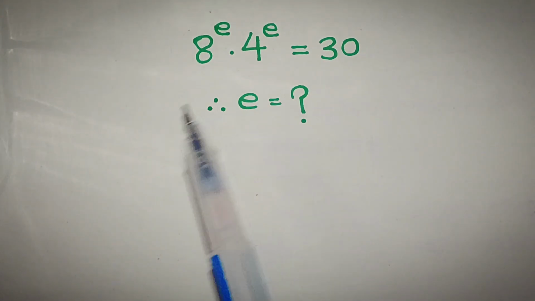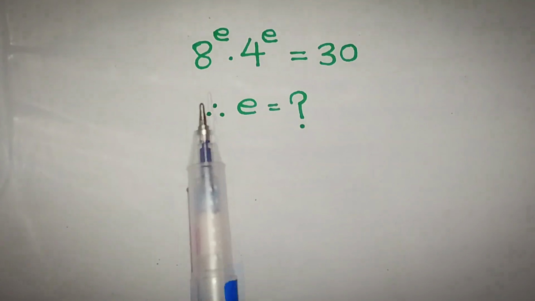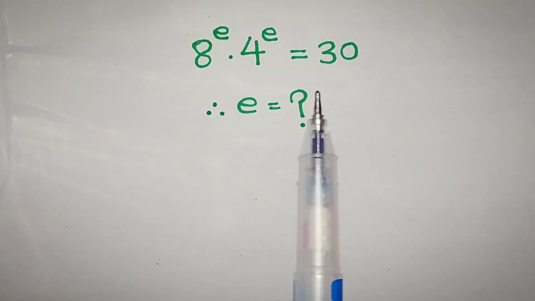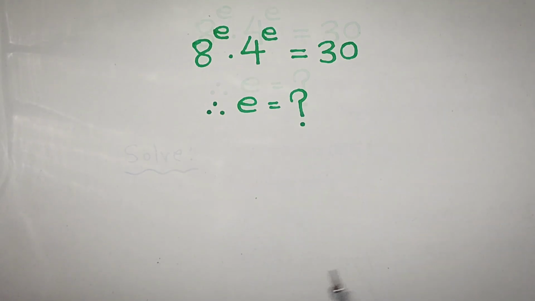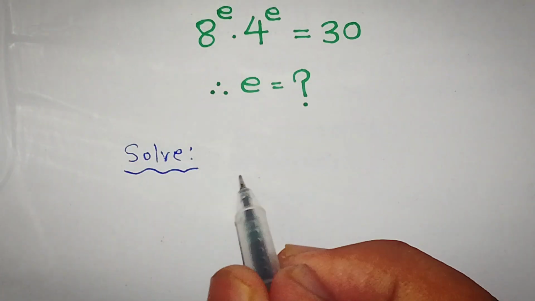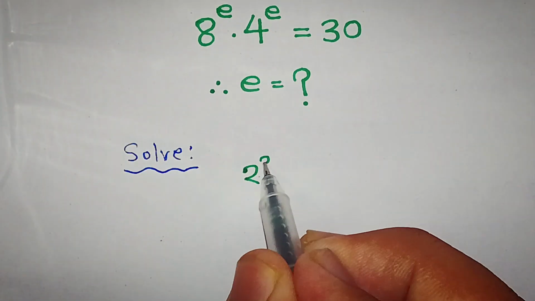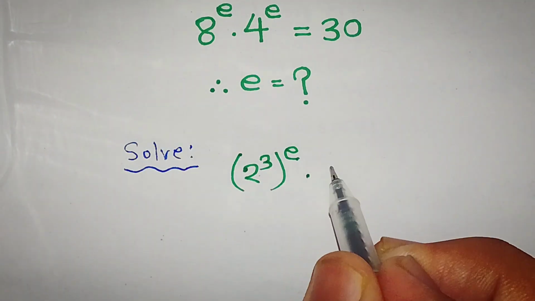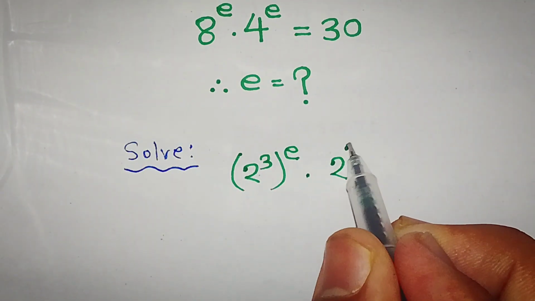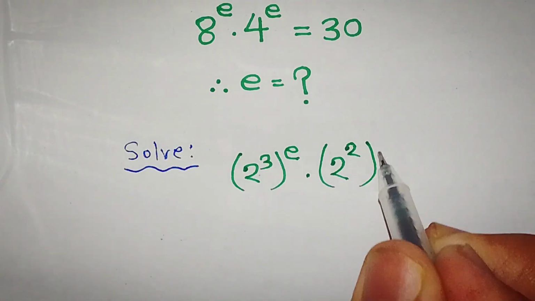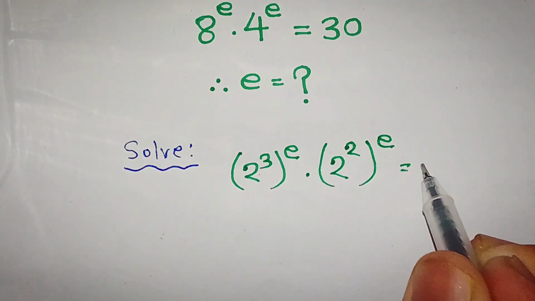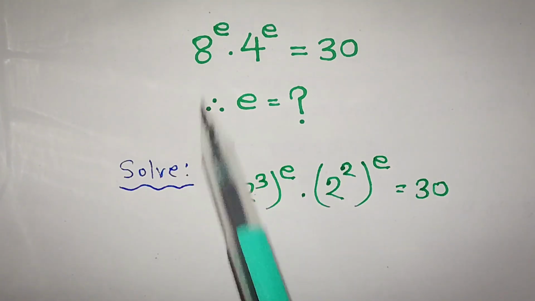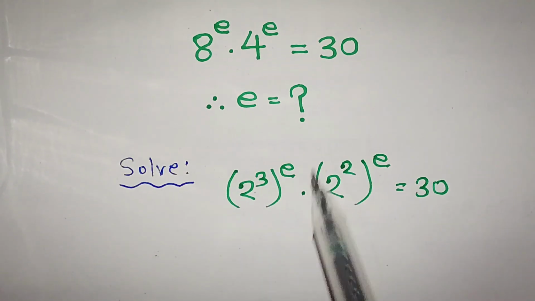Today we'll solve this Harvard University entrance exam test question: 8 to the power e times 4 to the power e equals 30. Then what's the value of e? So take a look. We can write (2 to the power 3) to the power e times (2 to the power 2) to the power e equals 30. You know, 2 to the power 3 equals 8 and 2 to the power 2 equals 4.